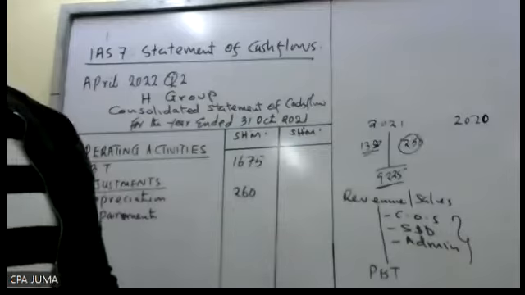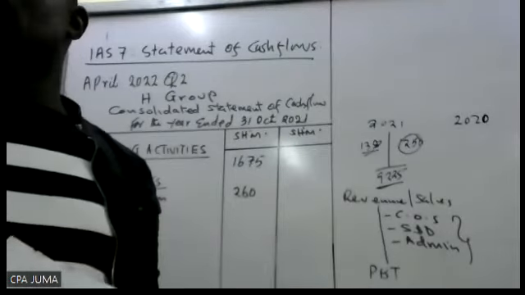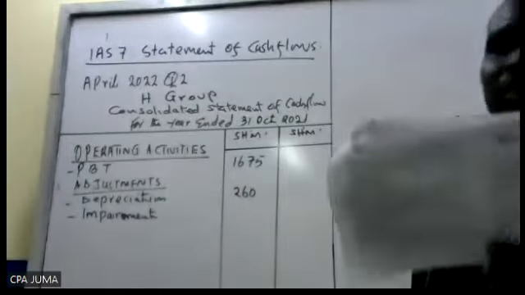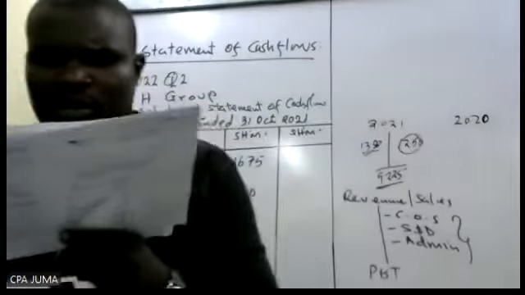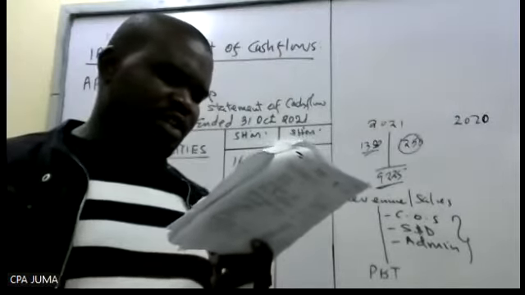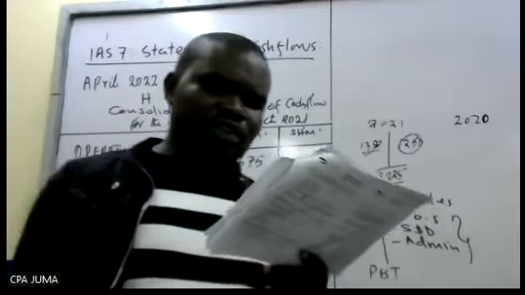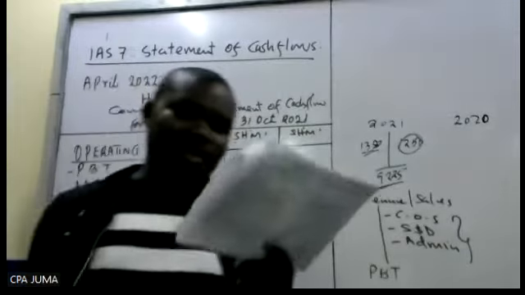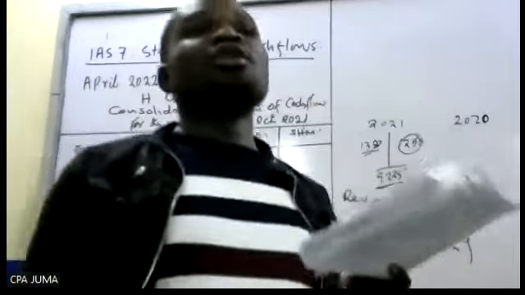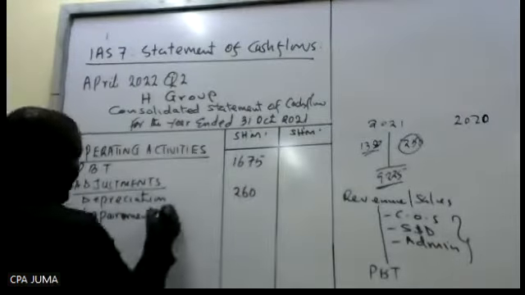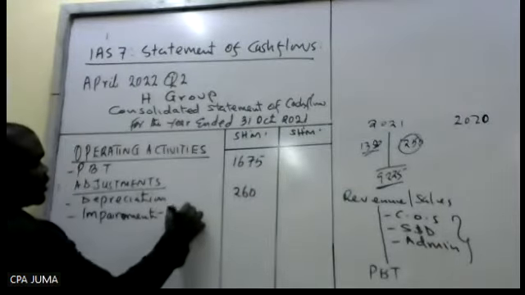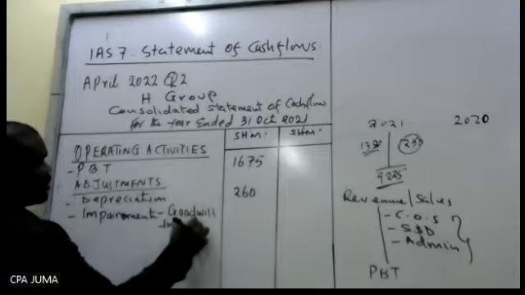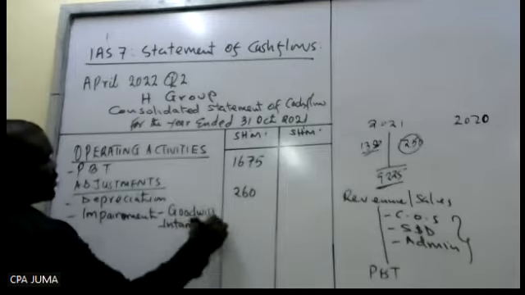And how will you know that there is impairment? Goodwill and intangible assets. So for example, check note number 3. They are saying that an impairment test carried out on this showed that goodwill other than that arising on acquisition of S was impaired. Other intangible assets were also impaired. So we have two impairment clauses here. We have impairment on goodwill, and we have impairment on intangible assets. Those two.